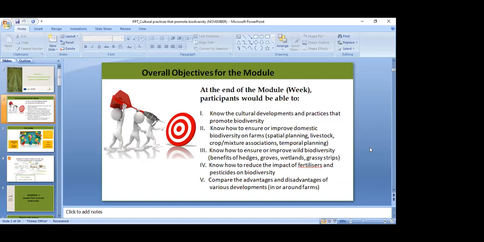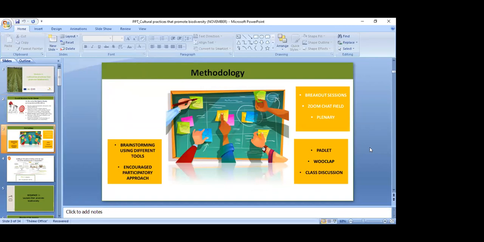We will know what damage all of these things we are used to cause on our farms, on the environment. And we'll also be able to compare the advantages and the disadvantages of various developments in and around the farm. And our methodology still remains the same. We brainstorm together, we share together. And as time permits, we have a breakout session. And we also have the Zoom chat field.